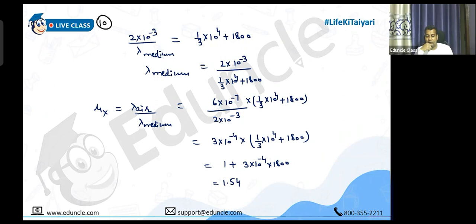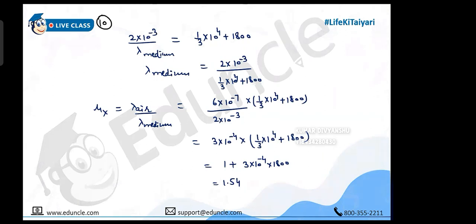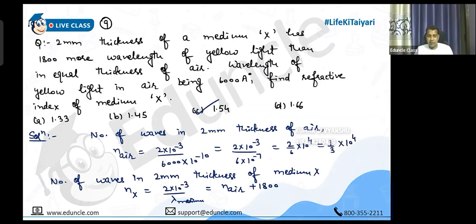A little bit trickier, but good question. Can you please repeat, sir? I have calculated the number of waves as I have explained. Number of waves or number of wavelengths. One wavelength corresponds to this.